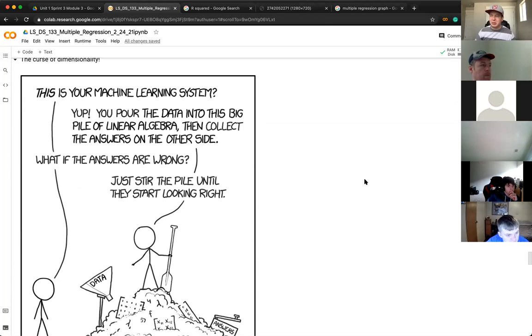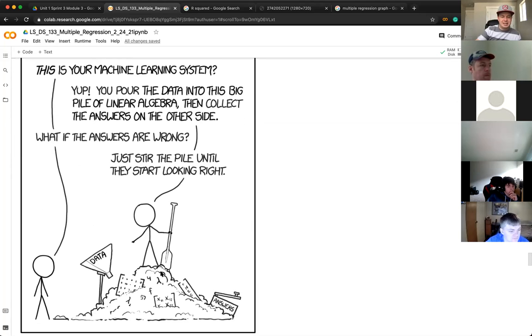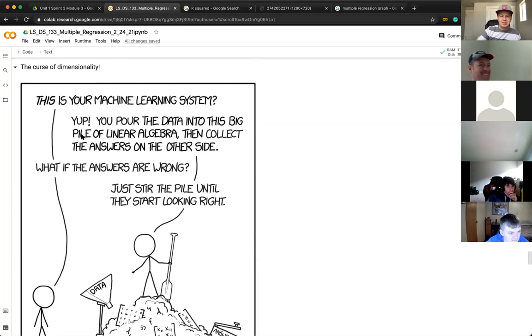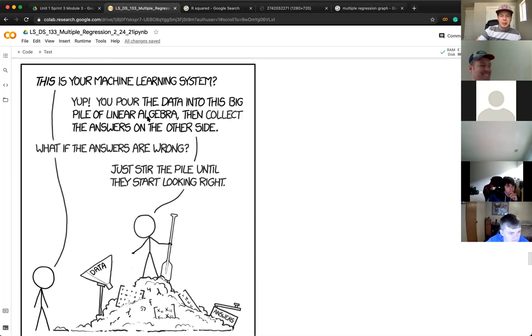Right now, we're trying to be principled in our approach. It says, this guy standing on a pile of numbers and data, and he's got a box to hold answers in and a funnel. It says, this is your machine learning system. Yep, you pour the data into this big pile of linear algebra and then collect the answers on the other side. What if the answers are wrong? Well, you just stir the pile up until they start looking right. If it didn't improve the model, just take it out, put something else in, try something else. Just stir it up. You might feel like this a little bit. You'll probably feel like this a lot more in Unit 2 than you do right now.